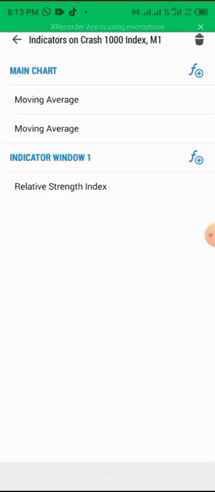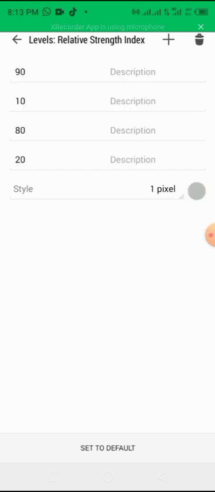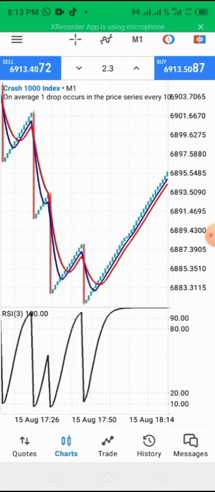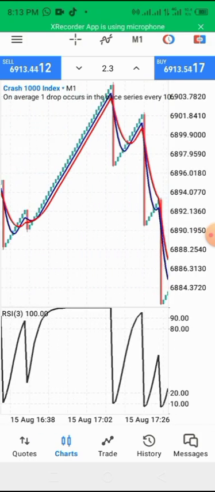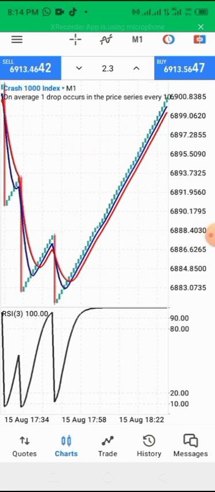The last indicator for the strategy is the relative strength index, which will come under indicator window 1. It has a period of 3, applied to low, style 4 pixel, and I'm using black. And don't forget the levels, they are very important. On the levels we have level 90, level 10, level 80, and level 20. After that you click on done and go back to your chart, and this is exactly how your chart will look. If your chart doesn't look this way, go back and check the settings to see if you've made a mistake.